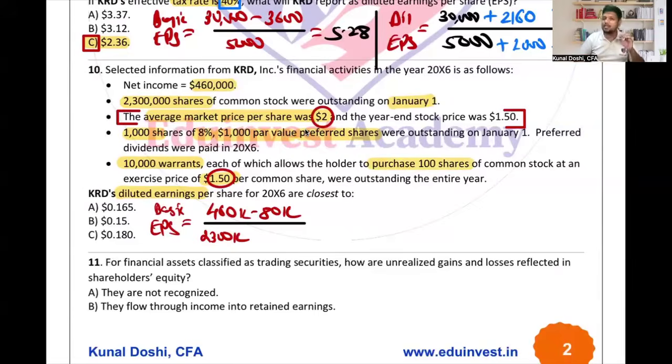Will the warrant be exercised or not? Check the answer, those who are not answering. Will the warrant be exercised? Yes or no, everyone? Correct. Why? Because the exercise price is lower than the average market price, right? So it will be exercised. But that effect you will see in diluted, not in the basic.